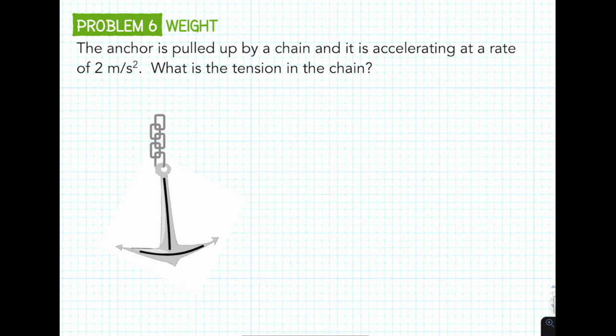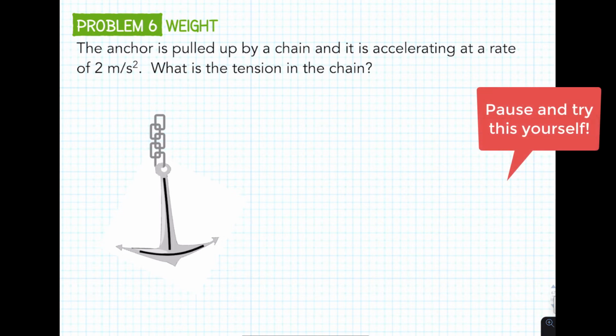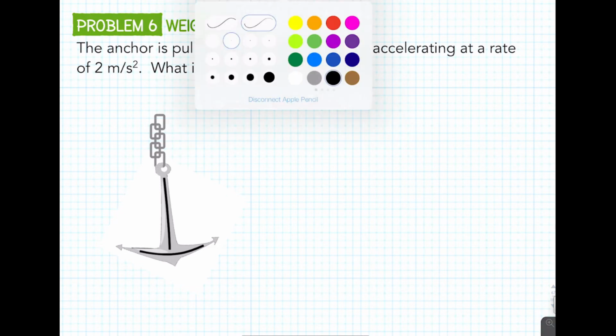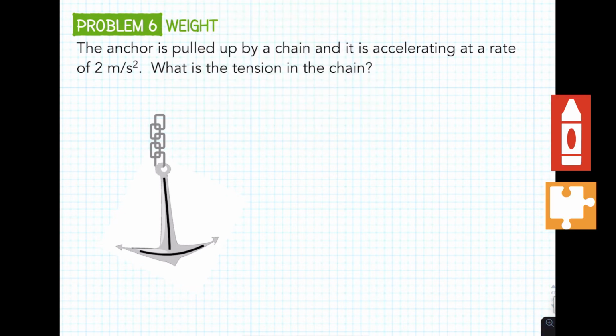Now, the anchor is pulled up by a chain and is accelerating at a rate of 2 meters per second squared. And now we want to know the tension in the chain. So please calculate this. A lot of the things are the same, but this will not give you the same answer, okay, because now we have acceleration. So let's draw this out again. What are the forces acting on this thing? Anything different about that?